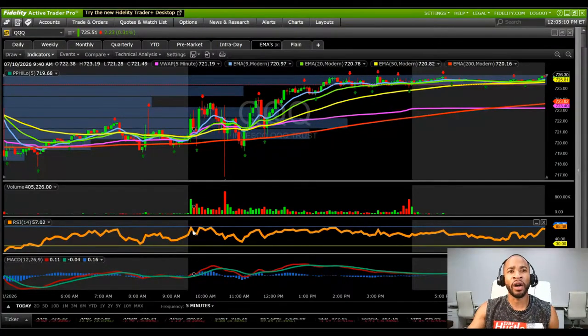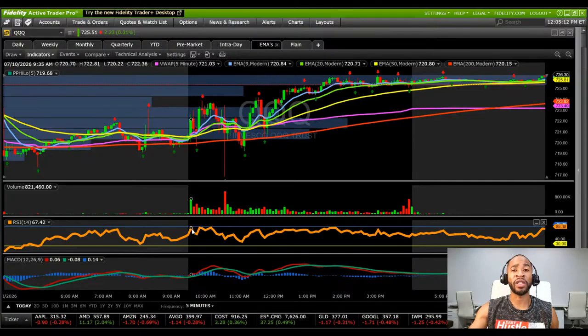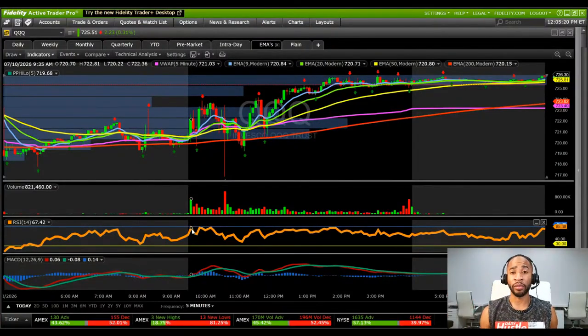Now, if you look at the RSI, it was starting to trade close near the 70 price zone. We were priced at 67.42. So once we got up there, I guess some traders felt like we were overextended, so we started to pull back on the 5-minute time frame.